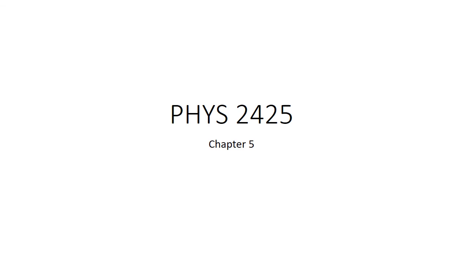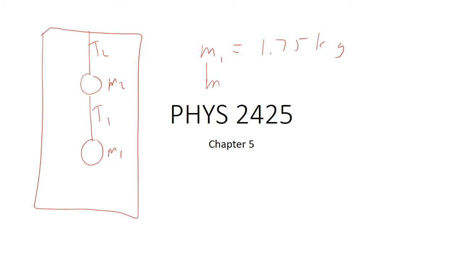All right, so let's do another example problem. Let's say that we've got a small room that has two objects hanging from the ceiling, M1 and M2. And so we have a tension T1 and T2 there. And so let's say that M1 is going to be equal to 1.75 kilograms. And let's say that M2 is going to be equal to 1.5 kilograms.